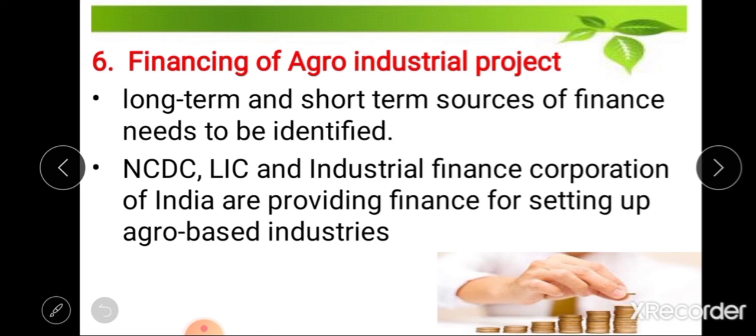Then NCDC, that is National Cooperative Development Corporation, LIC, that is Life Insurance Corporation, and Industrial Finance Corporation of India are providing finance for setting up agro-based industry. Okay, so majorly these three institutions provide financial support to agro-based industries like NCDC, LIC, and Industrial Finance Corporation.